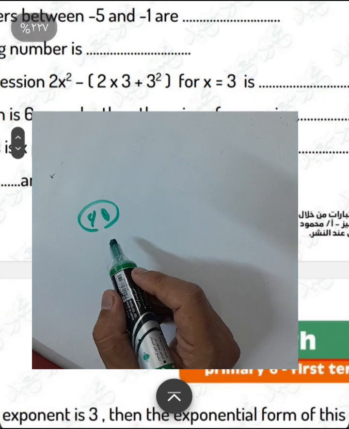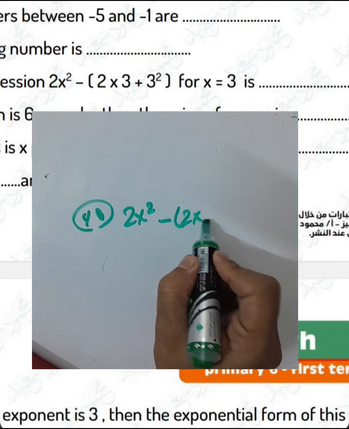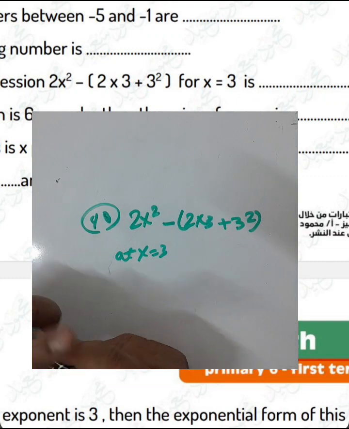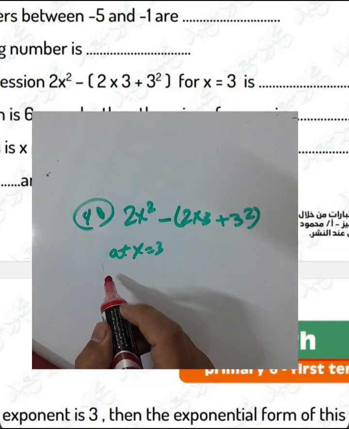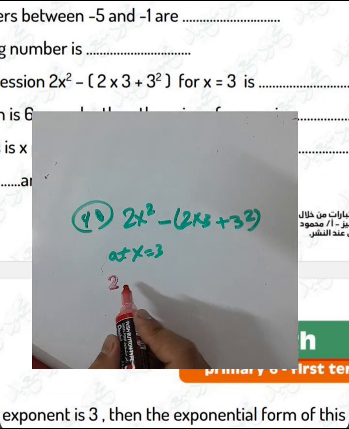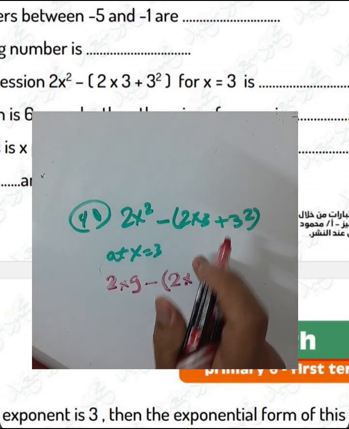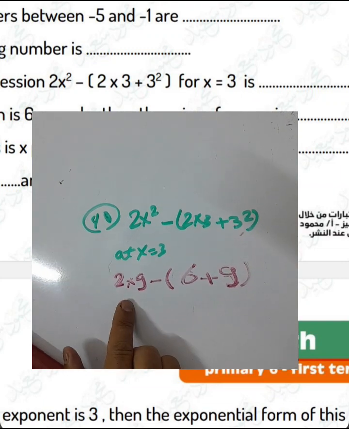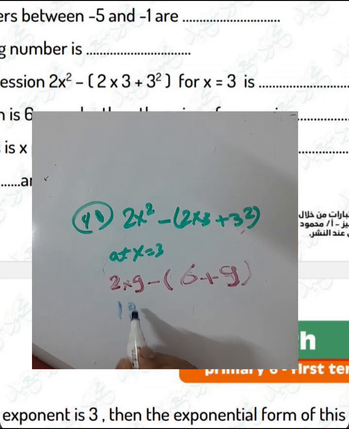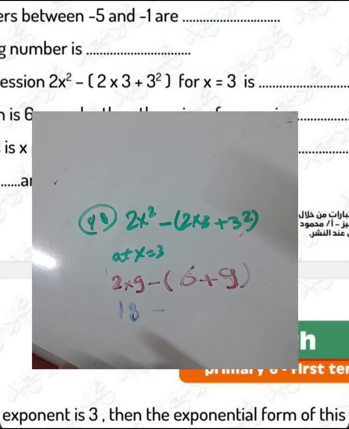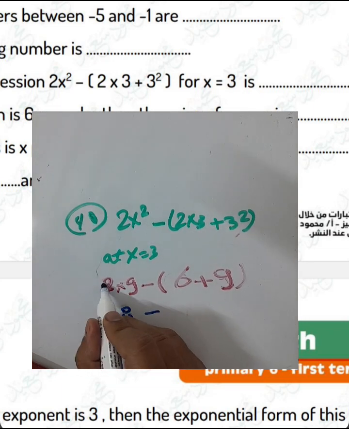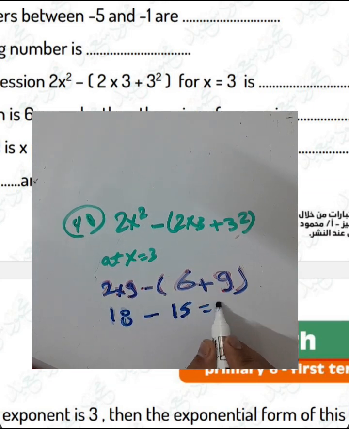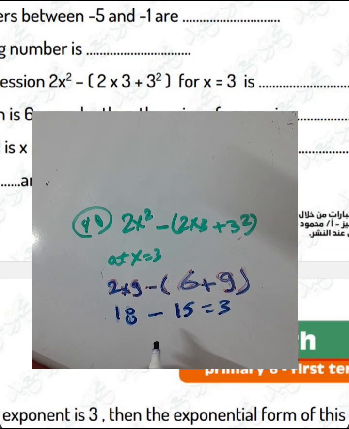For x equal 3, we have 2x power 2 subtract by 2 times 3 plus 3 power 2. We must put x equal 3 in this expression. 2 multiplied by 3 power 2, it will be 9. Subtract by 2 times 3, it will be 6. Plus 3 power 2, it will be 9. 2 times 3 power 2, here 9. 2 times 9 it will be 18. Subtract by 2 times 9, subtract by 6. Let's turn to the parentheses first. 6 plus 9 it will be 15. 18 minus 15 it will be 3. The value here will be 3 for question 48.